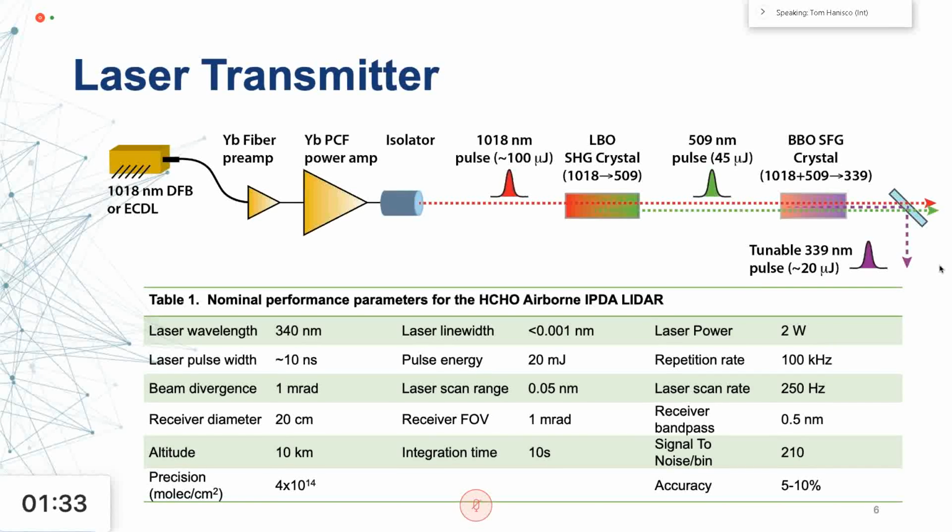The real challenge is to push the wavelength of the system down to 1018. Systems can be built relatively easily at 1064 nanometers, 1016, even down to 1040. But it's a real challenge to push the laser down below 1020 nanometers. Next slide.